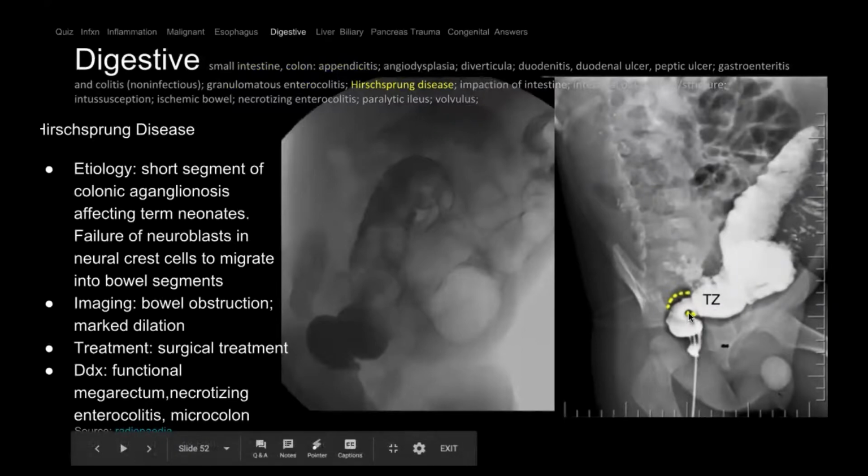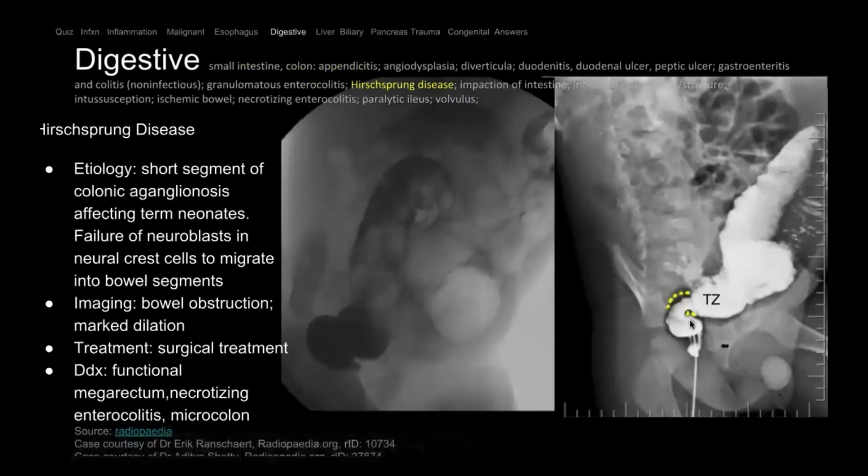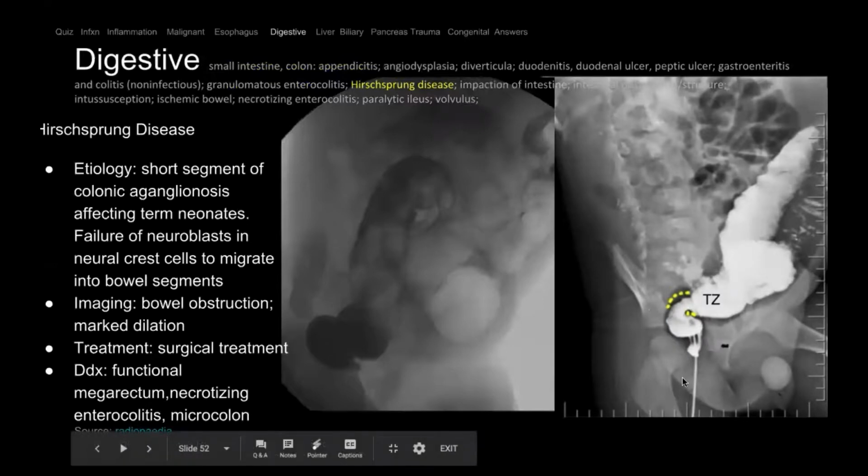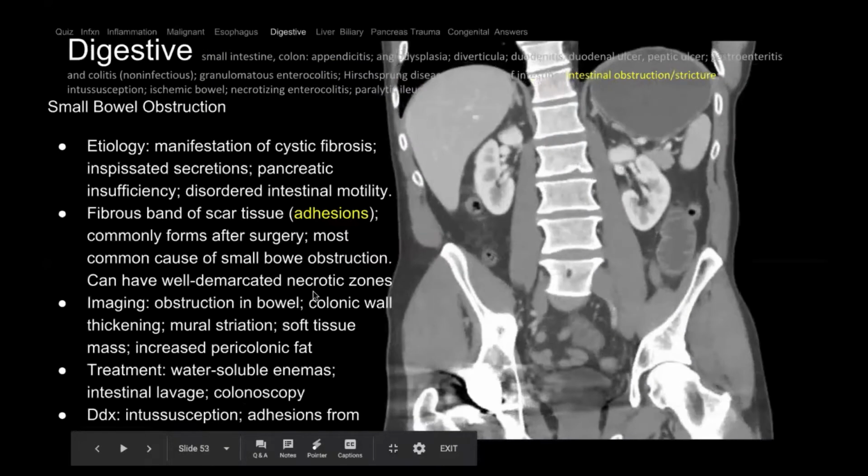So they put contrast through the rectum and into the colon, and you see the rectum is very small relative to the sigmoid colon. So that's how you diagnose Hirschsprung. And babies, we see this with young children, and they have to get surgically corrected because they have problems defecating.